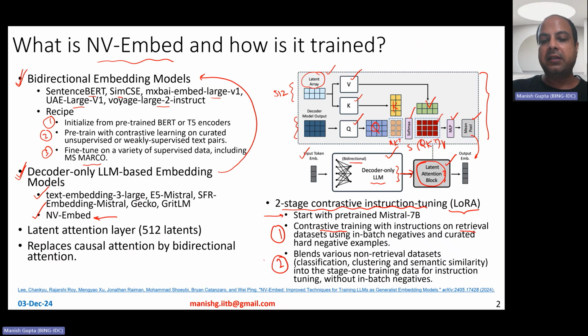The second stage extends this training to non-retrieval tasks also, including classification, clustering, and semantic similarity tasks.